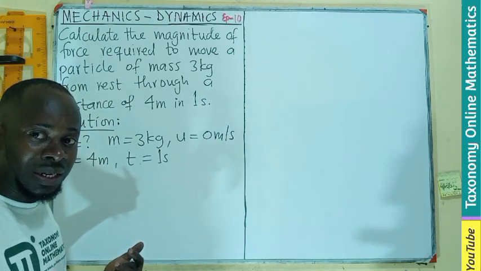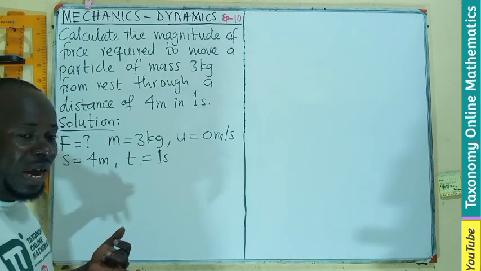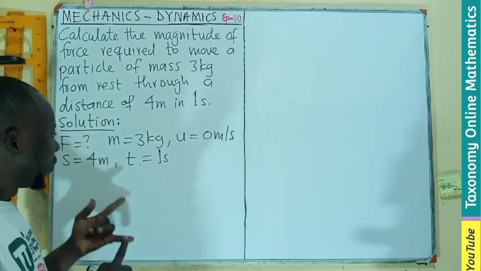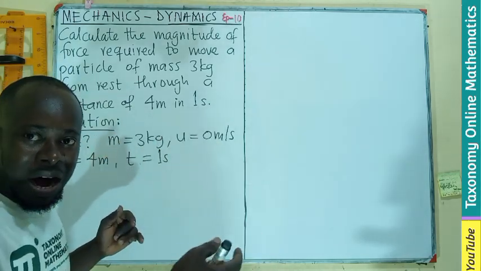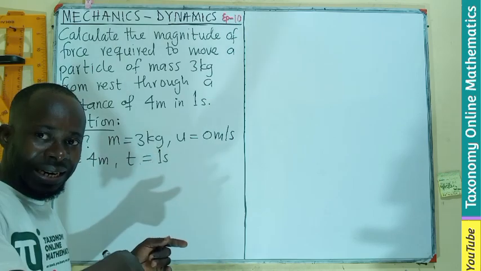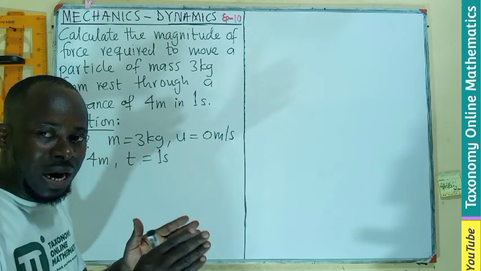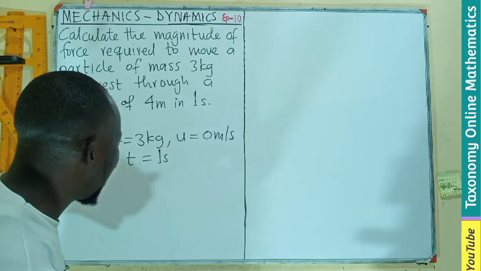The first equation has acceleration in there, but it also has final velocity, which we don't have in the information we have. The third one also has acceleration, but then there is a final velocity. The only one is going to be the second equation.